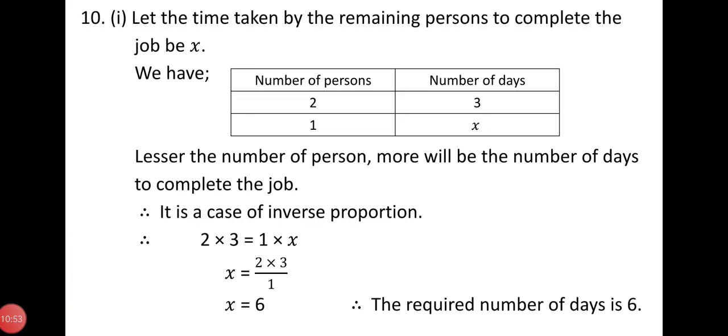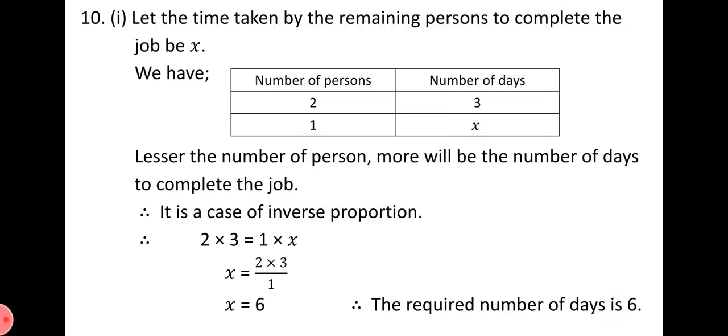We have number of persons and number of days, meaning two persons can fix the window in 3 days. If from two persons one has fallen ill, only one person has come to work. So one person is there, and the number of days is x. The fewer the persons, the more days to complete the job. Therefore it is a case of inverse proportion.